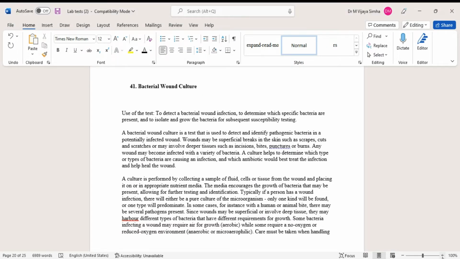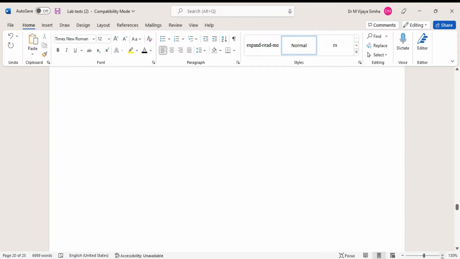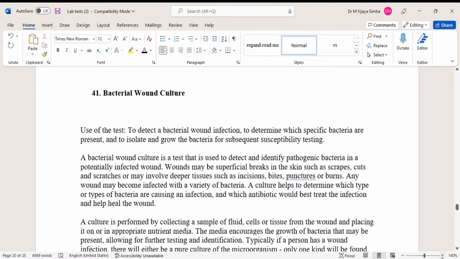Hello guys, today we are going to discuss a lab test. It is called the bacterial wound culture test. What is the use of the test? To detect a bacterial wound infection, to determine which specific bacteria are present, and to isolate and grow the bacteria for a subsequent susceptibility test.